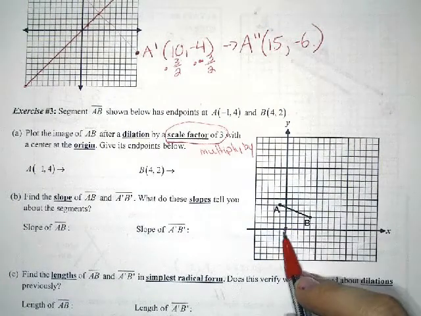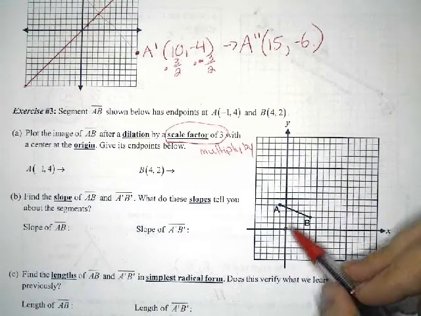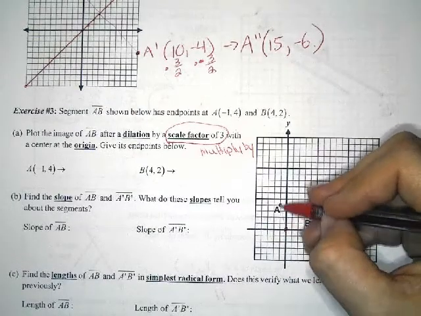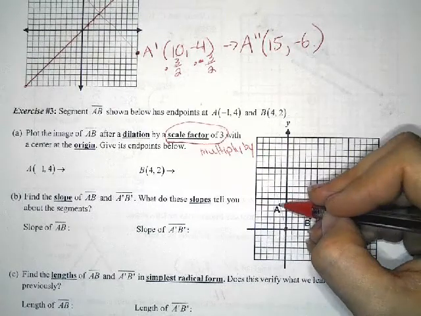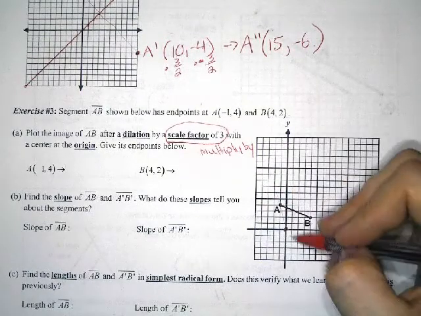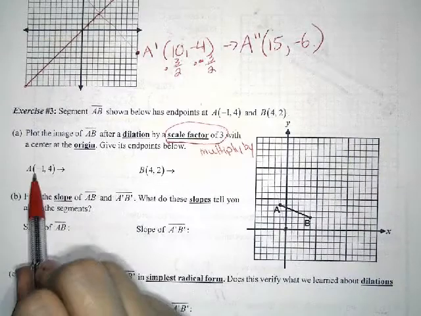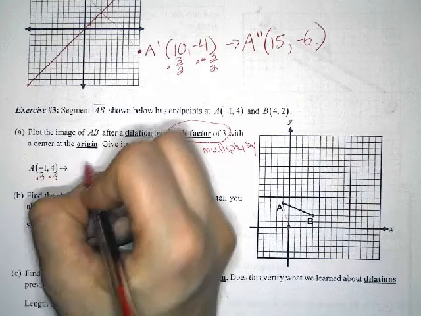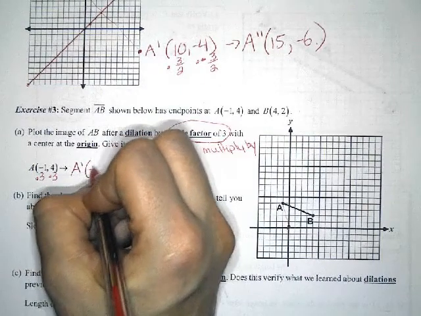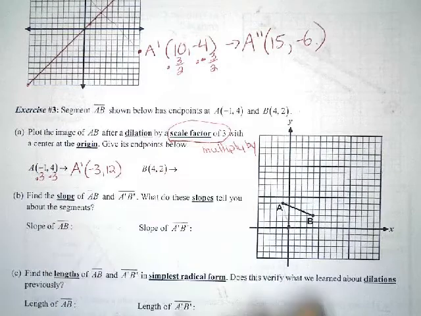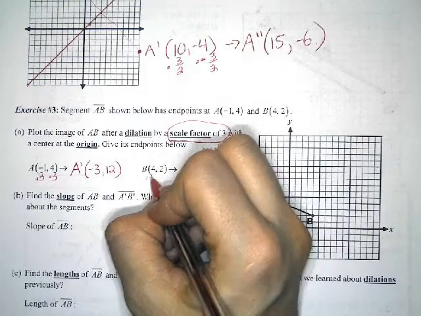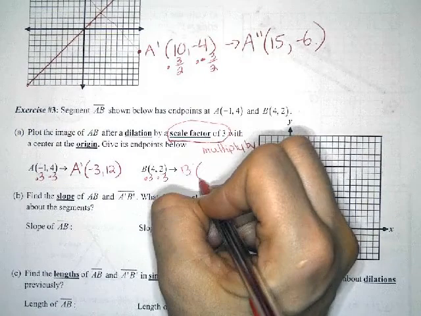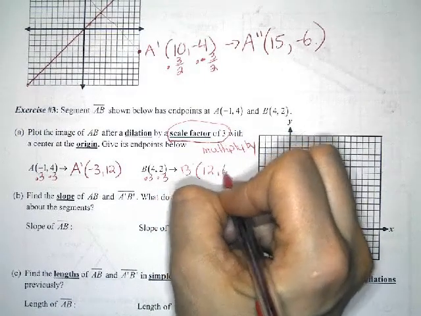So if this is the center at the origin, it just means that it's going to grow 3 times out. Same thing with A. It's going to get 3 times bigger. So from here, it's going to go up 3 times. Okay, so multiply both of these by 3. Times by 3, times by 3. A prime would be (-3, 12). Same thing here, multiply by 3. That gives me (12, 6).